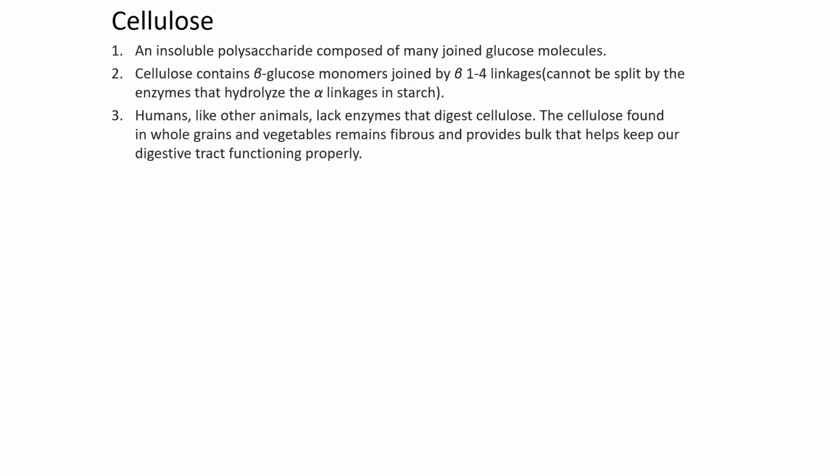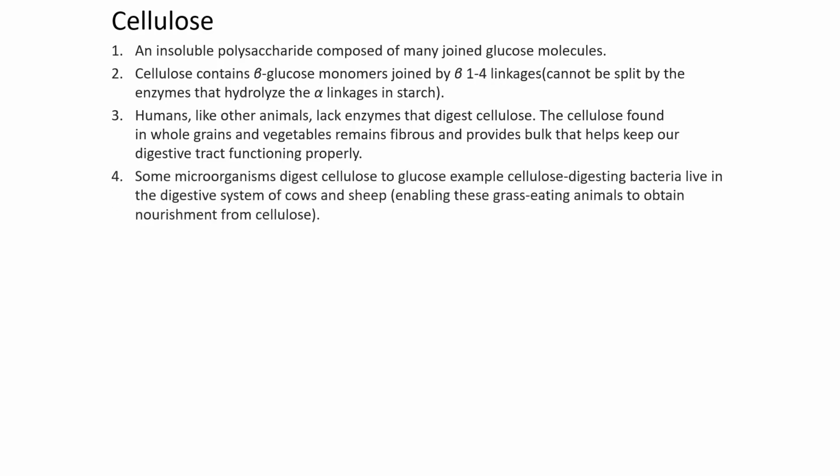So that is a good side as well. Why do we lack the enzyme to digest the beta 1,4 linkages? Otherwise all the fibrous food that you take will be digested, so it doesn't give you bulk, and this will eventually lead to constipation. Remember, taking fibrous food will prevent you from getting constipation. Some microorganisms digest cellulose to glucose. Example, cellulose digesting bacteria which live in the digestive system of cows and sheep. This enables these grass-eating animals to obtain nourishment from cellulose.